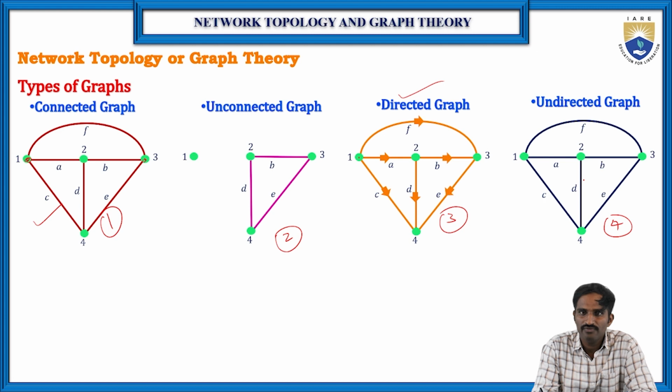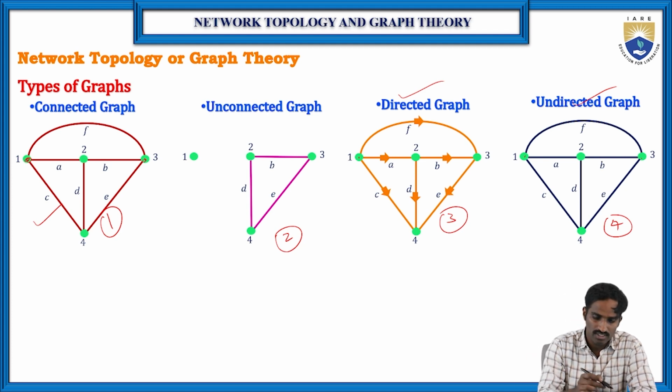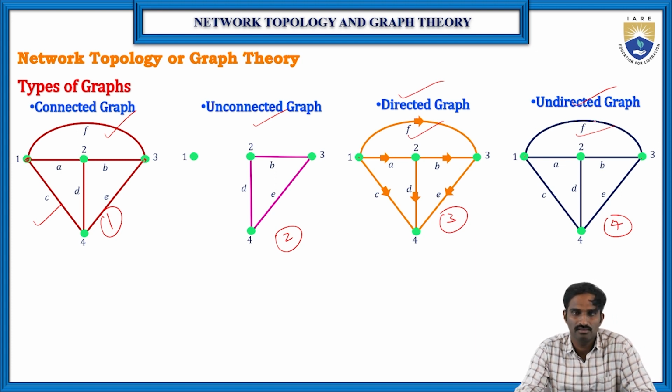An undirected graph is one where no direction is indicated for the branches, because we don't know whether the current is flowing from point 1 to point 3, which means node 1 to node 3 or node 3 to node 1. So that's why this is an undirected graph. So for connected and unconnected, and directed and undirected graphs, if it is not connected, then it is unconnected, and if it is not directed, then it is undirected. The opposite way.